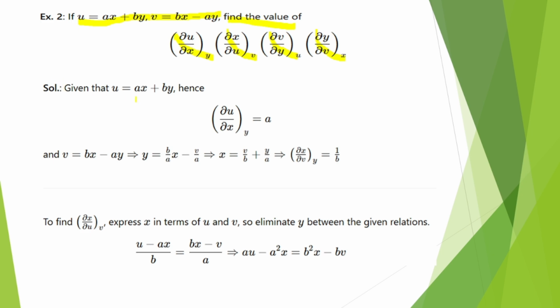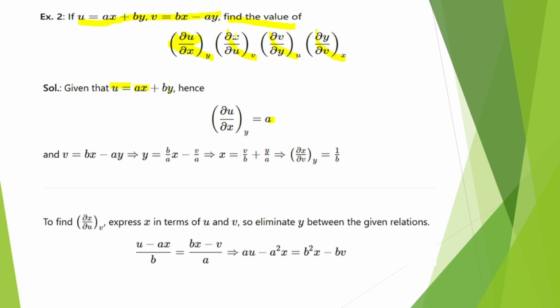So our given u is equal to ax plus by. Firstly calculate ∂u/∂x keeping y constant, meaning the partial derivative of u with respect to x keeping y constant. Derivative of ax is a, and derivative of by is 0, because here b is constant and y is also constant. So ∂u/∂x keeping y constant is a.